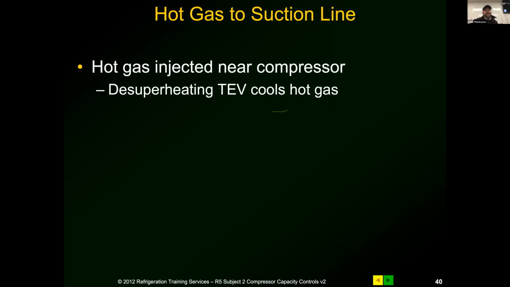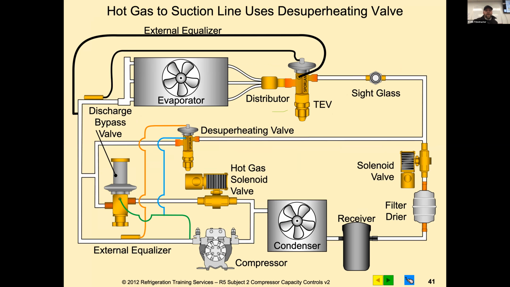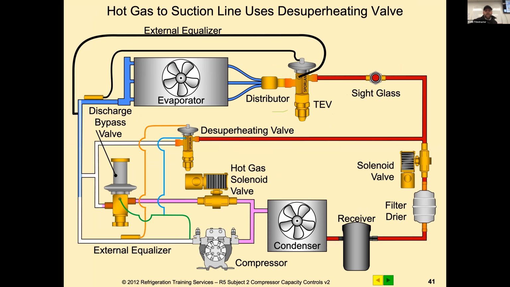You guys all see that? Hot gas is injected into your compressor, the desuperheating thermal expansion valve cools it. Hot gas to suction line uses a desuperheating valve. So it opens based on demand, sends it through the discharge bypass valve, the desuperheating valve mixes with that, and then heads back to the compressor.